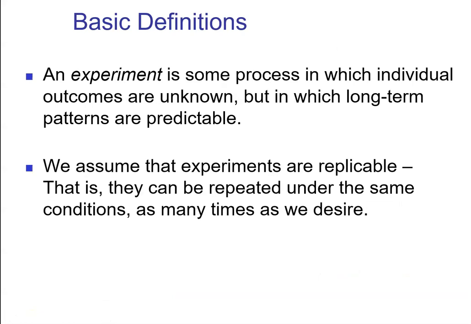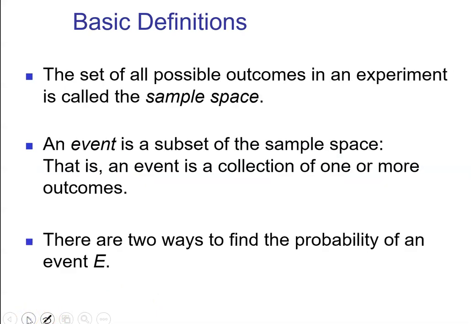An experiment is some process in which individual outcomes are unknown, but in which long-term patterns are predictable. We do assume that experiments can be replicated, that is, they can be replicated under the same conditions as many times as we desire. The set of all possible outcomes in an experiment is called a sample space. An event is a subset of the sample space. That is, an event is a collection of one or more outcomes.